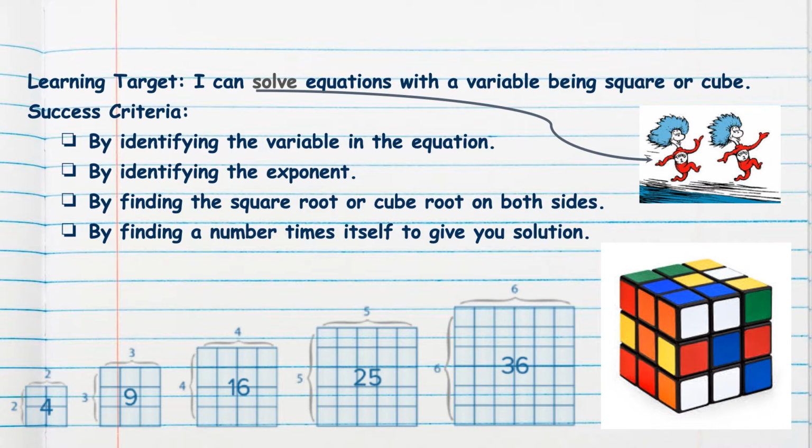So today we're going to learn how to solve equations with the variable that is being squared or cubed. So how are we going to do this? Well, first by identifying the variable in the equation and then by identifying the exponent. So we need to determine whether it's being squared or cubed. Then by finding the square root or the cube root on both sides. And finally, finding the number that times itself to give you the solution.